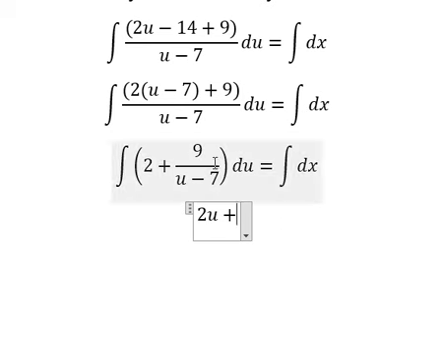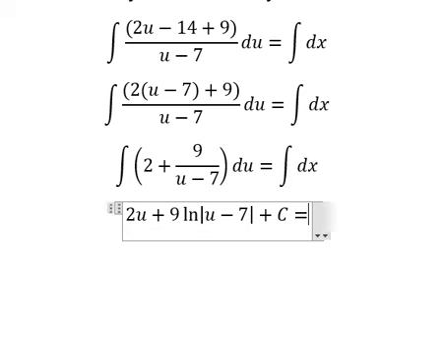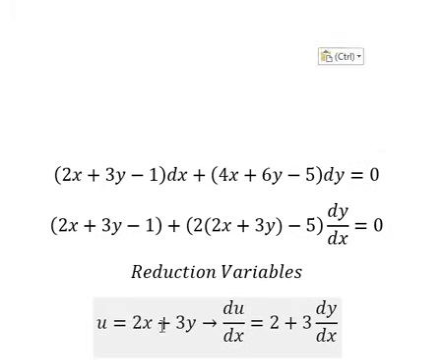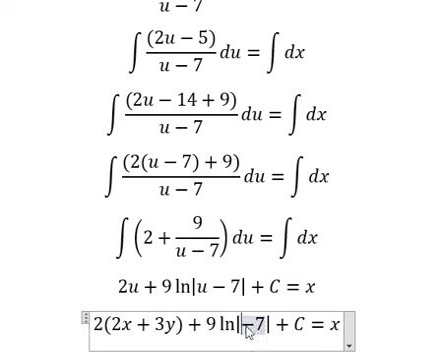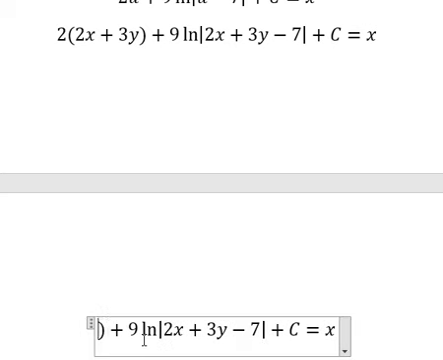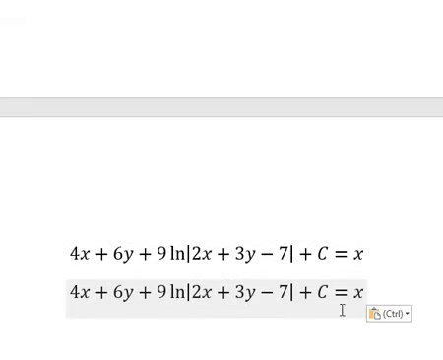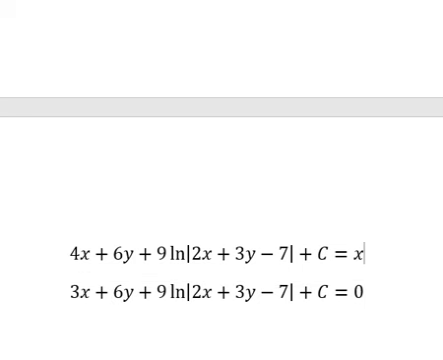The integration of this one is 9 ln of the absolute value of u minus 7. And I will put c. This one is s. About u, that is this one. So we need to expand, for s minus s, we have 3s. This is the end.